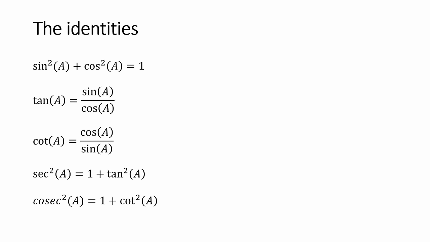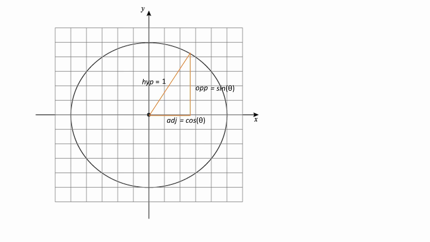There are, however, some identities which are less obvious than those, for example the two listed below. Let's now look at the proofs of some of these identities. Firstly, the most important: sine squared plus cosine squared equals 1.